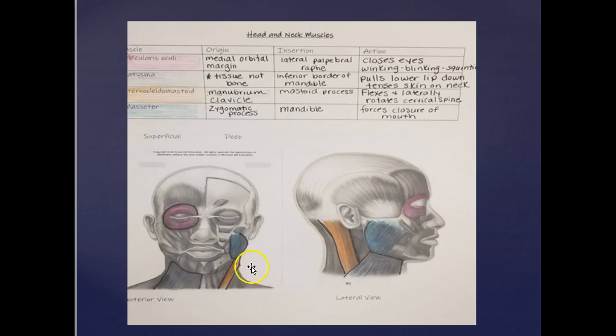And then the final head or neck muscle that I'd like you to know is this one right here in your cheek or buccal area, and this is called the masseter. It's going to attach on the zygomatic process, so this is your big cheekbone there, and it's going to actually move your mandible. Its primary action is that it forces closure of the mouth, so it aids chewing.